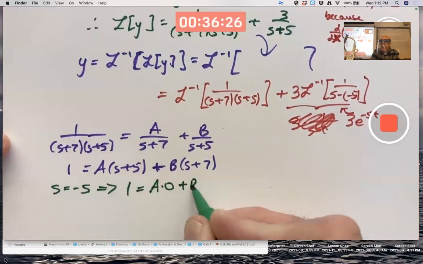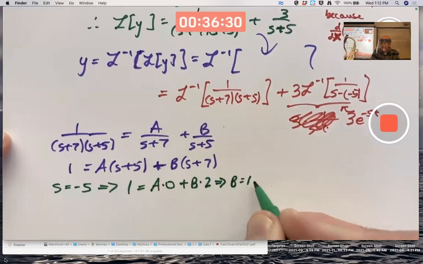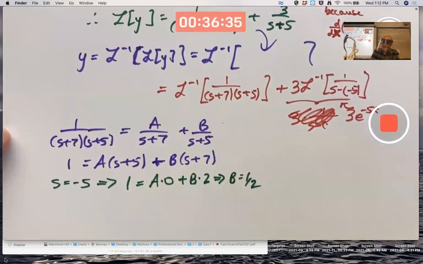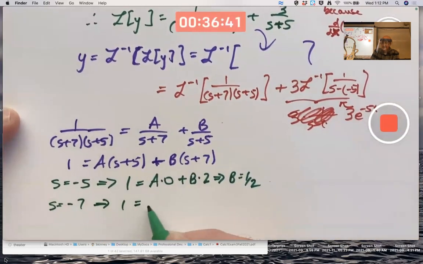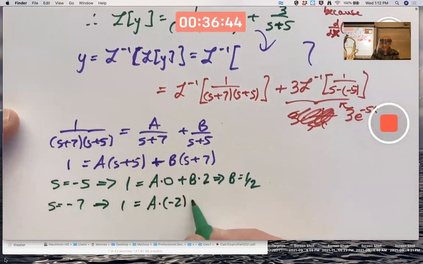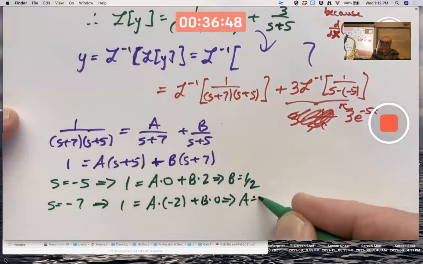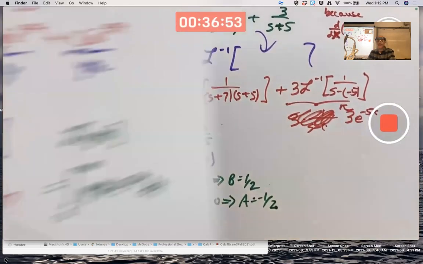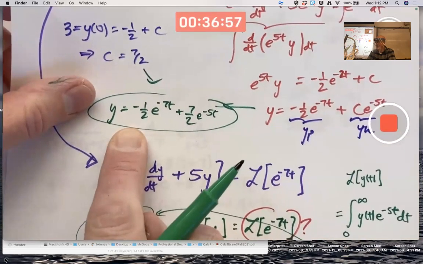And that gives me b is 1/2. There's the extra 1/2. And if I plug in s equals negative 7, I get 1 equals a times negative 2 plus b times 0. So a is negative 1/2. Oh boy. There, 3 plus a half, 7 halves, and there's a negative 1/2. We're almost done.